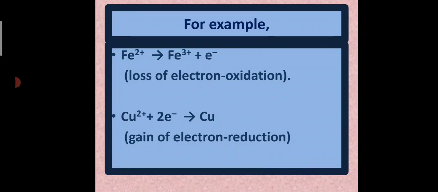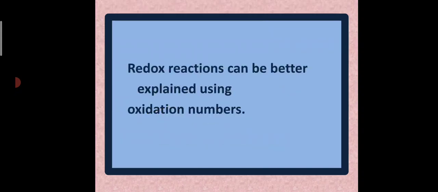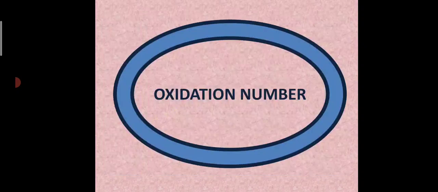In Cu2+, copper is lacking 2 electrons. I am adding 2 electrons here so that it will become the zero state. So for copper, we are adding 2 electrons, which means gain of electrons, it is reduction. So redox reactions can be better explained using the oxidation number.